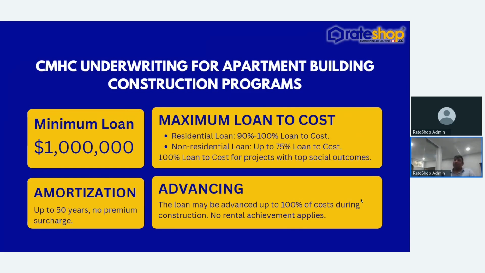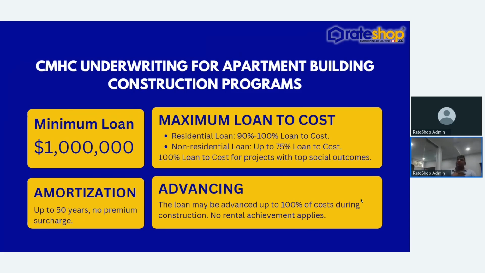And that's what I was referring to. If you have someone that's building a project that's accommodating and energy efficient, those projects will get up to 100% of loan to cost. Loan to cost basically means whatever your cost is to build this, we'll pay for it. And we'll amortize it for 50 years.